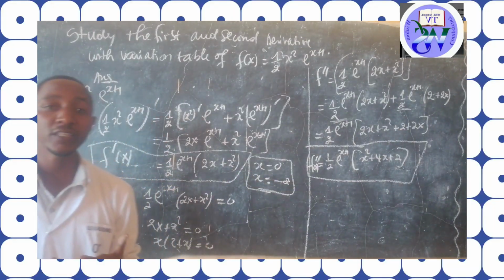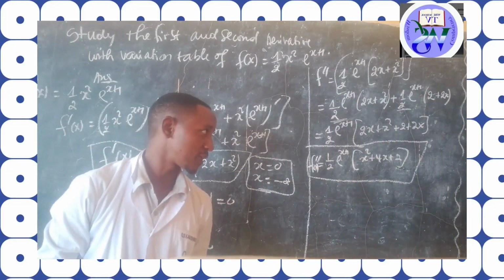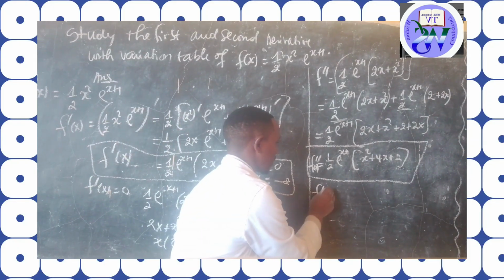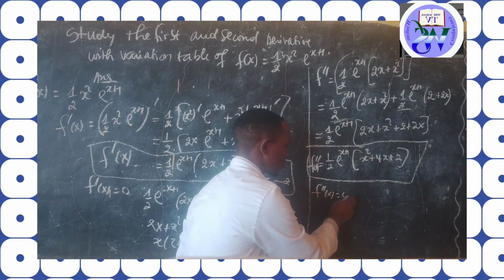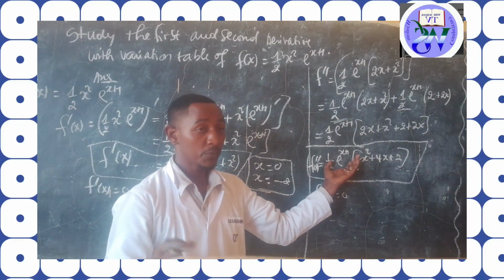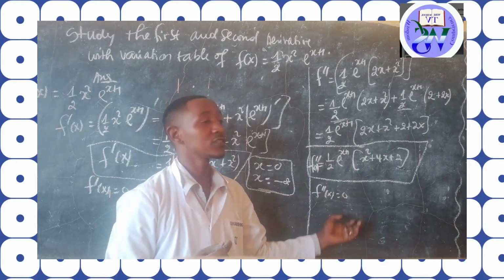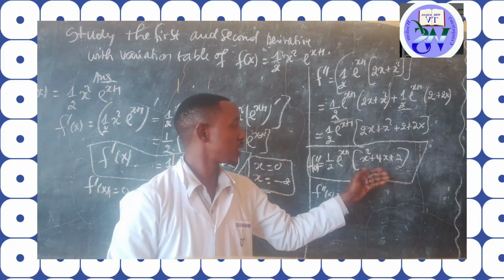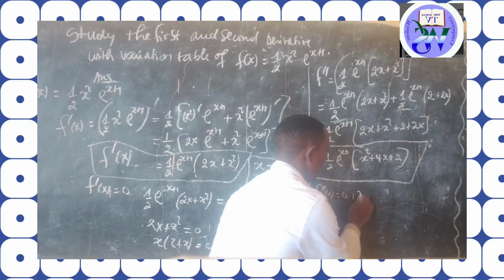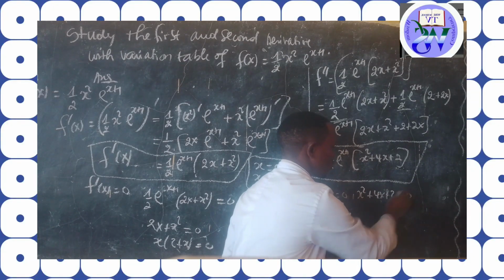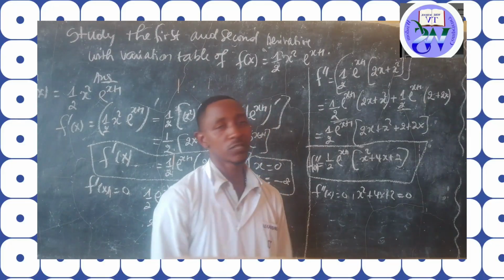Also, we can find the roots of the second derivative. To find the roots, f second derivative of x must be equal to 0. The factor e power x plus 1 differs from 0, because there's no number which can give us 0 when you put it in that. So x squared plus 4x plus 2 must be equal to 0. We solve this quadratic equation.